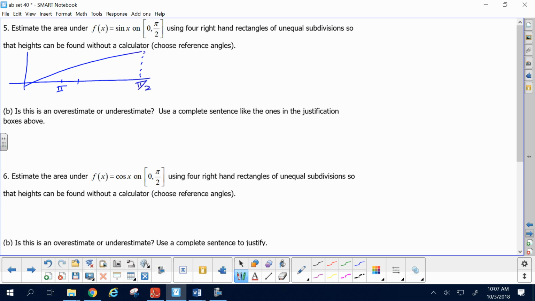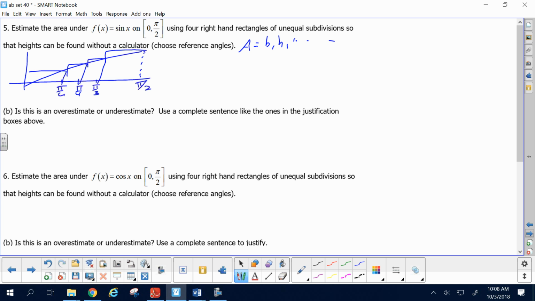Pi/6, pi/4, and pi/3. Now, if you were to find the rectangles here, 4 right-hand rectangles of unequal subdivisions, if they're right-hand, then the first rectangle, wouldn't it be at pi/6? The next one would be at pi/4, then pi/3, then pi/2, yeah? Are you with me?